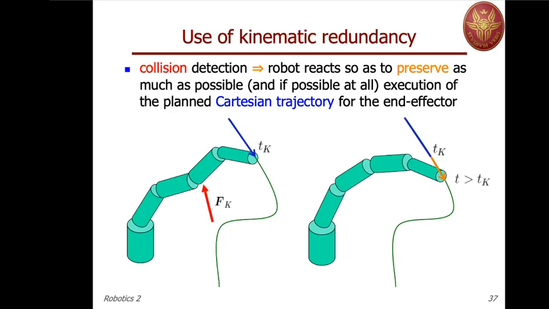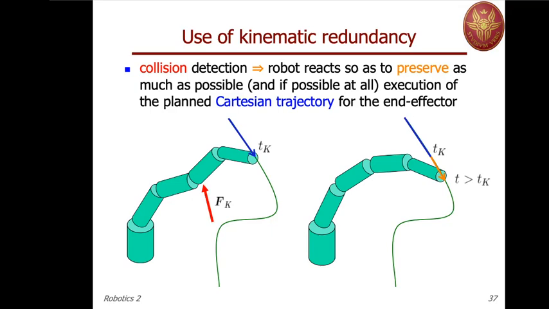In particular, what about the use of kinematic redundancy? We have already seen the multiple uses of redundancy, but this is another one, an additional one that we developed. So, under the umbrella of preserving as much as possible, if it's possible, the execution of a planned Cartesian trajectory in the presence of extra degrees of freedom, we would like the robot to behave more or less as follows.